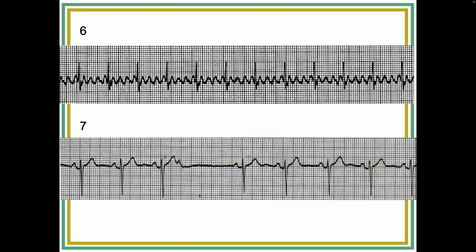Number 7 is regular, rate 70. There are P waves present. The PRI is normal, QRS is normal, but there's one escape beat.